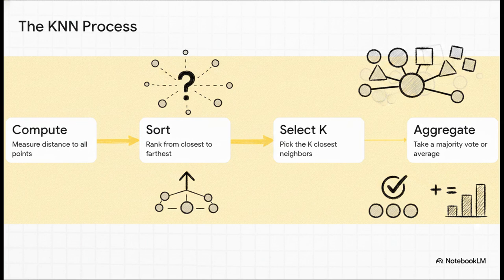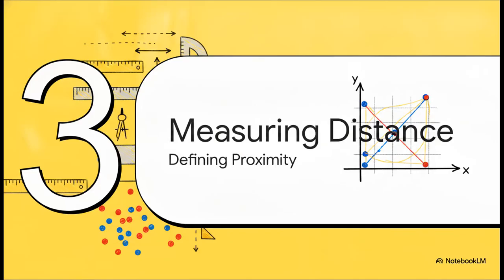First up, compute distance. The algorithm measures the physical space between your new, unknown point and every single other point it has in its memory. Second, sort distances. It takes all those measurements and ranks them from closest to farthest away. Third, select K neighbors. It picks the top K closest points, and hold that thought because we're going to talk about what K actually means in just a minute. And finally, step 4. It either takes a majority vote for categories or an average for numbers, just like we just talked about.